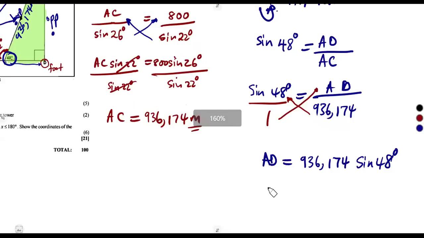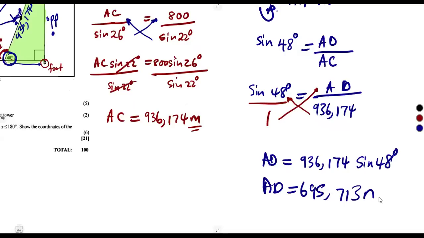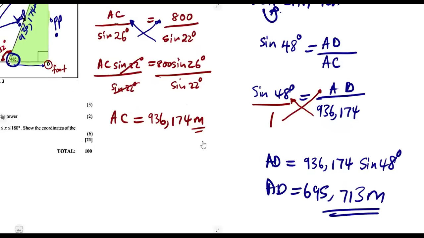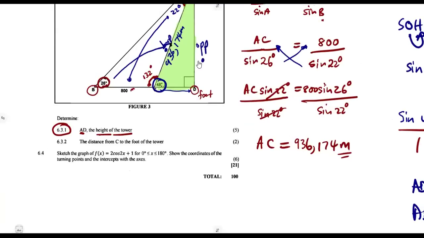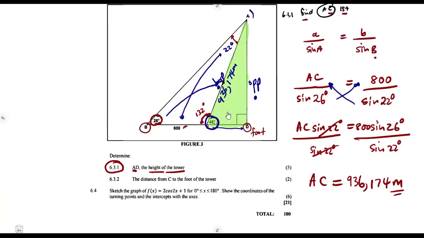So that was our case, guys. Our AD was going to give us 695.713 in meters, as we saw, guys. We can just use our calculator there. So that is it. We have got AD. So we calculated AC. We calculated AD also.